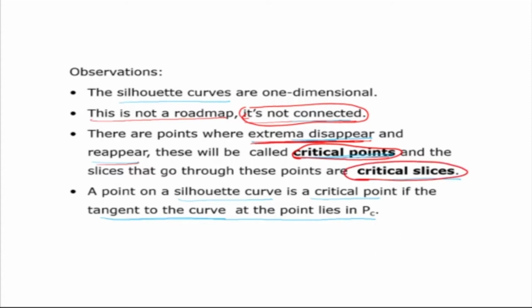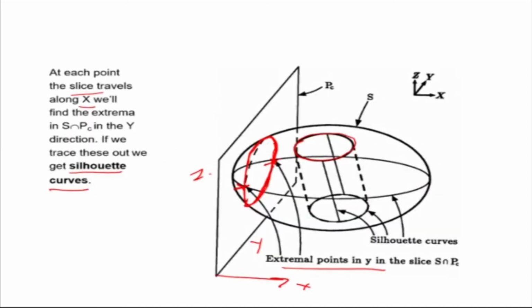Now a point on a silhouette curve is a critical point if the tangent to the curve at the point lies in PC. If you can imagine a little bit, what am I trying to do? Maybe if I want to do path planning, I want to go inside here. That's my goal. So I need to find this point. I need to go inside that hole, the cylindrical hole. So I need to locate this point, and once I locate this point, then I can go inside.